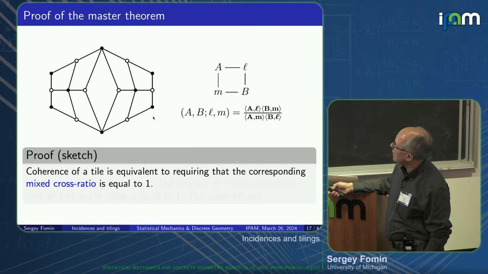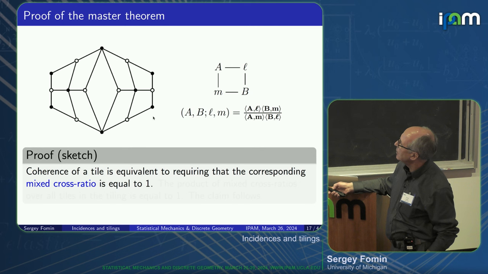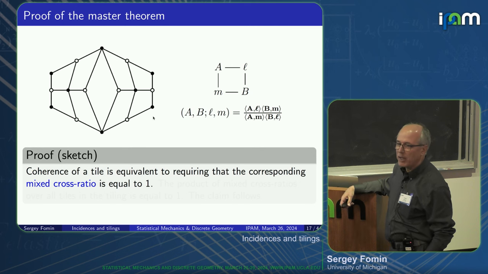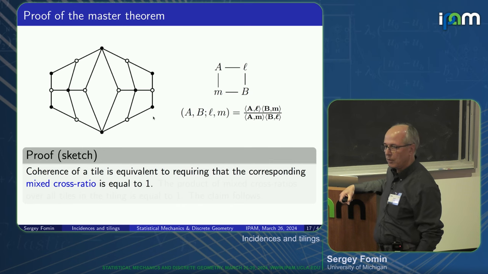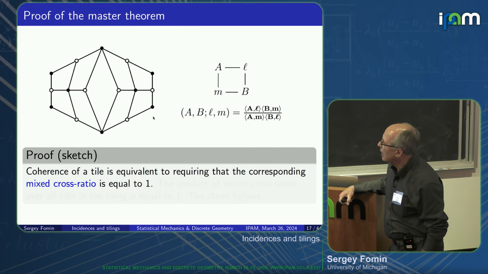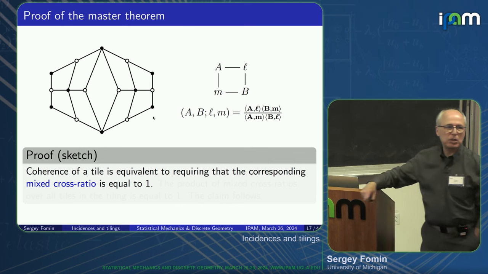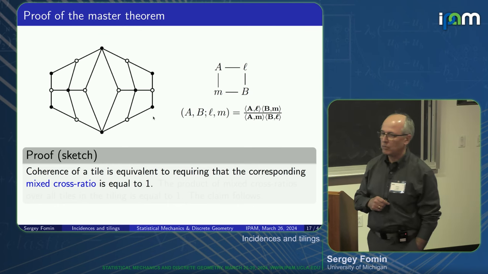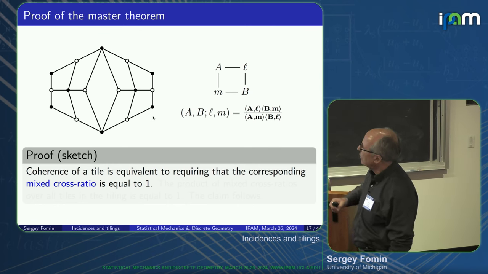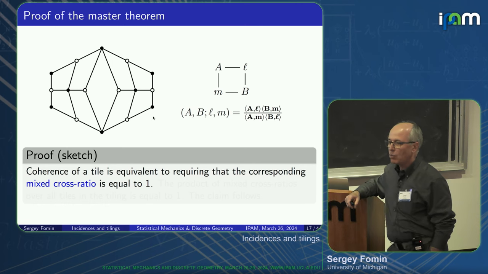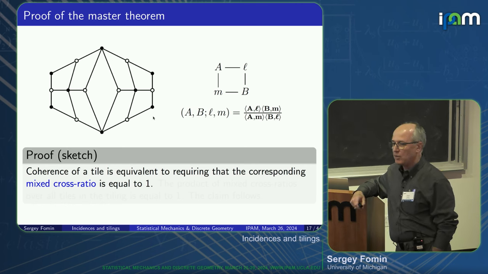Now notice that if we rescale A by some constant, this expression is not going to change. Similarly for B, for L, and for M. So this is really a projective invariant, like the usual cross ratio. And the key observation, which is an easy exercise in elementary projective geometry, is that the coherence condition is equivalent to requiring that this mixed cross ratio is equal to 1.